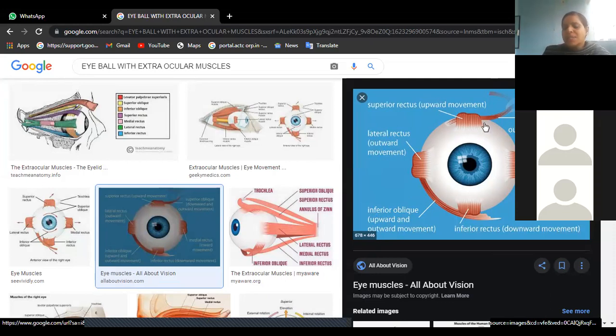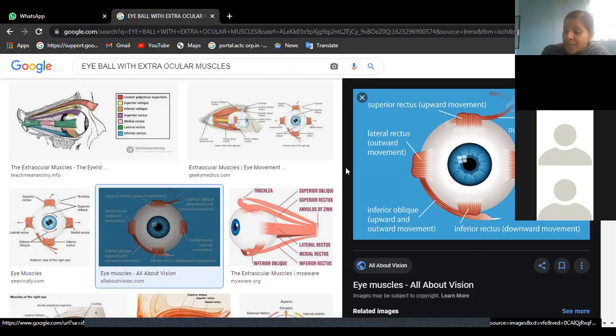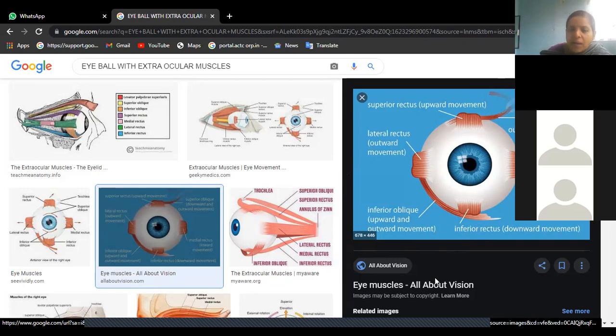All the other four muscles are very easy. Recti muscles are correspondingly working: superior rectus above, inferior rectus below, medial rectus medially, lateral rectus laterally. But superior oblique is pulling the eyeball downwards and outwards. Inferior oblique is pulling it upwards and outwards. Is that clear, Niharika? Yes, ma'am. The direction of the muscle is oblique, it doesn't come straight, hence the function is also moving in a different direction.